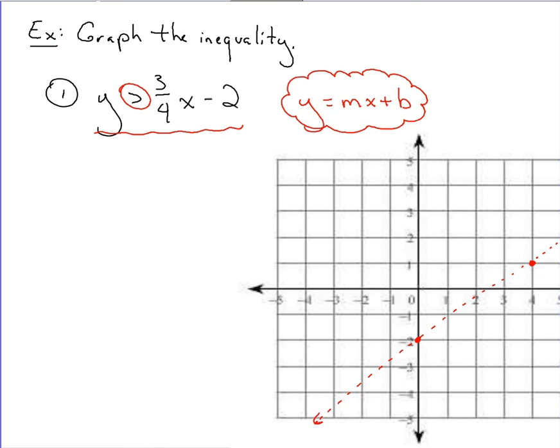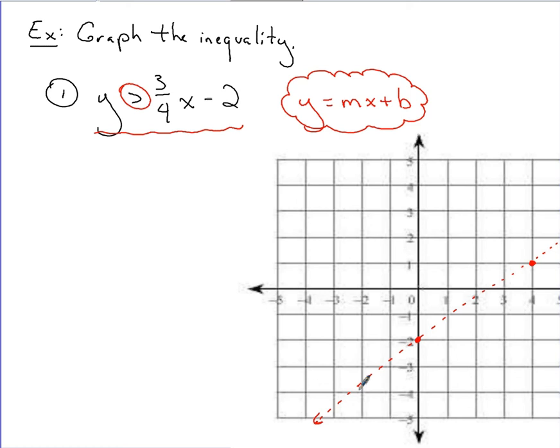So what that says to me is that if I pick any point on this line right here, and I plug back in over here, that's going to make that statement untrue. So the idea is, by making this dashed, I'm not actually including those points.